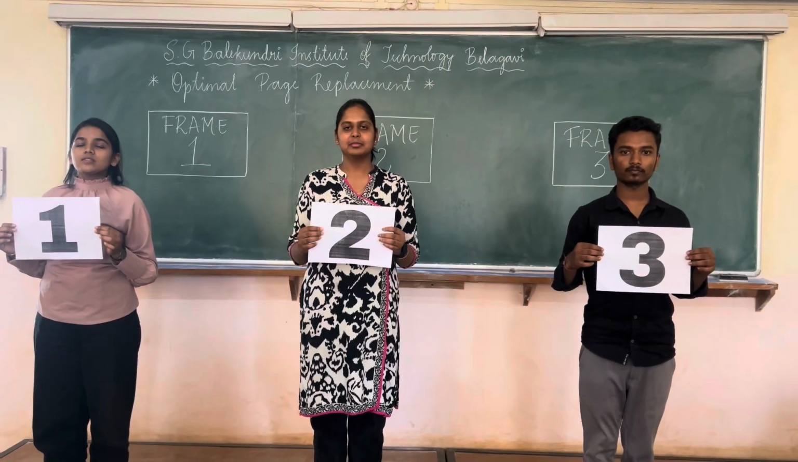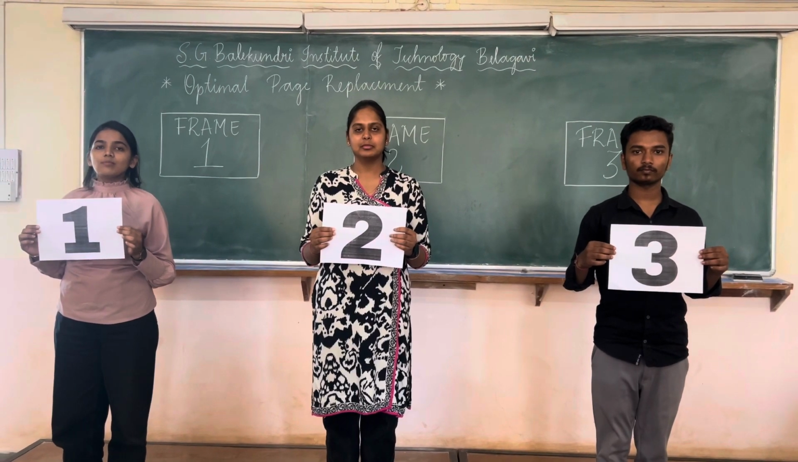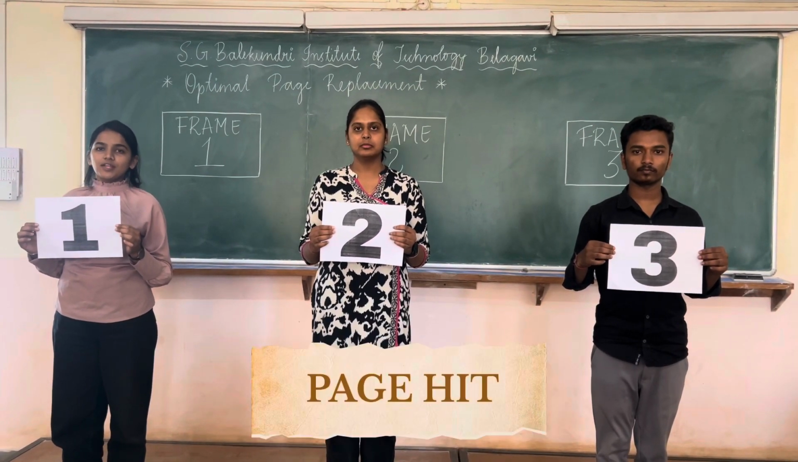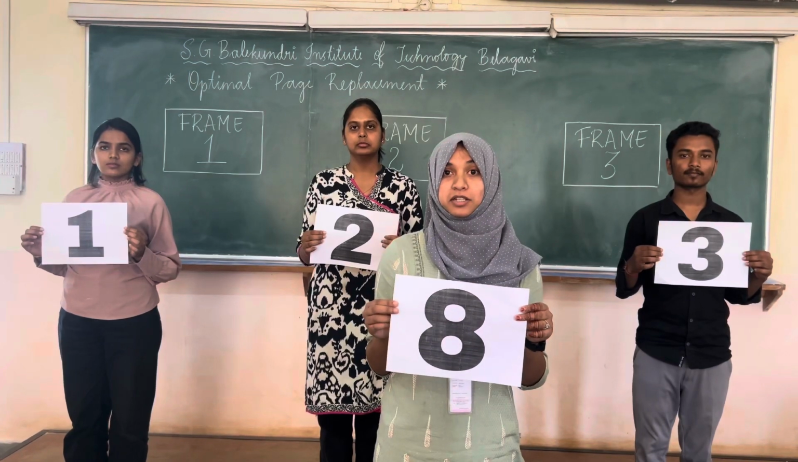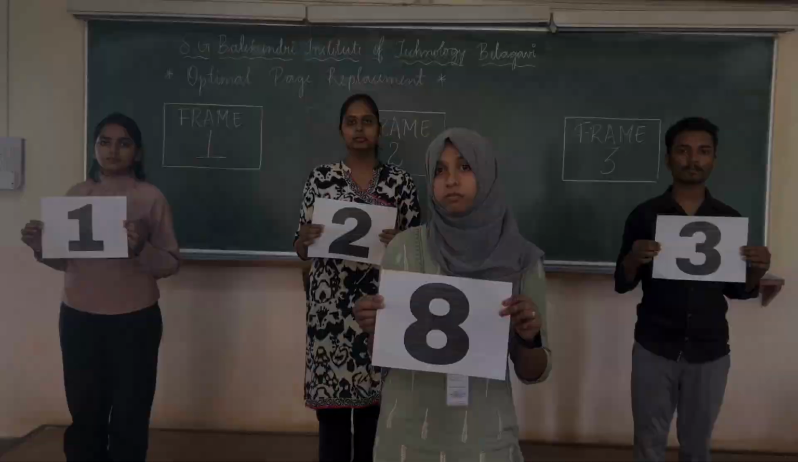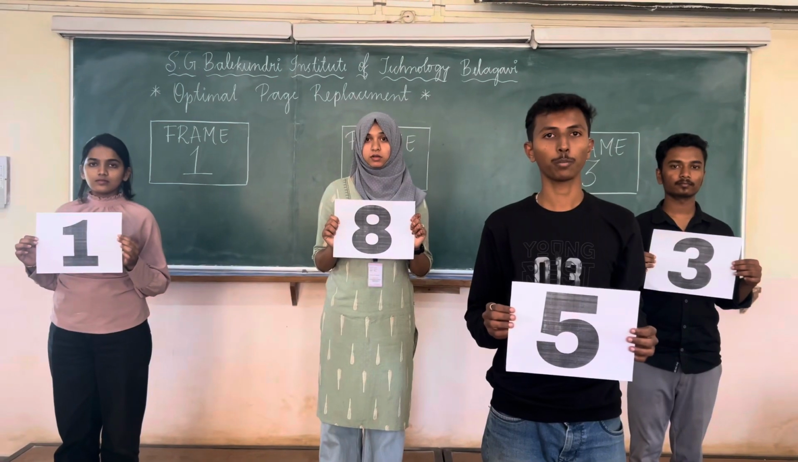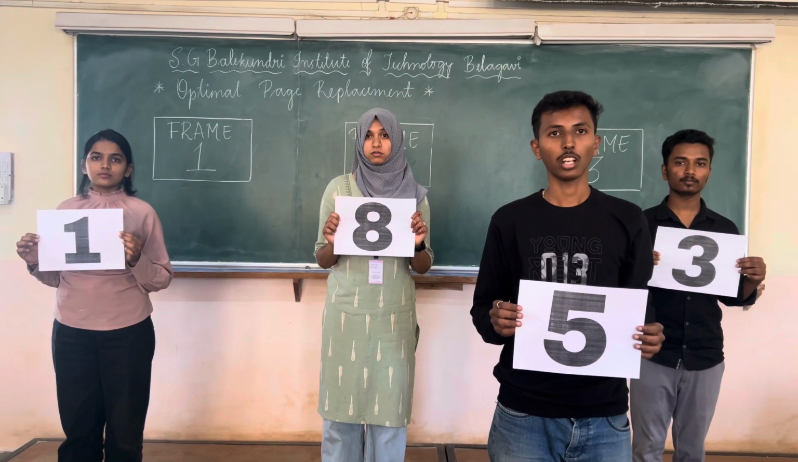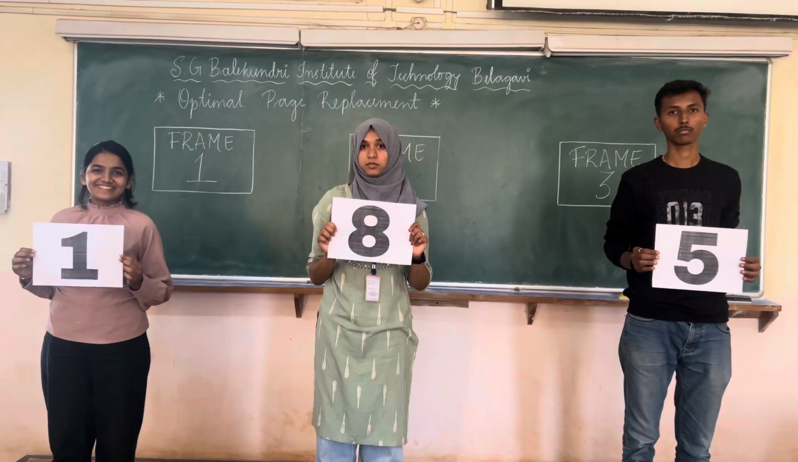So the next request again is for page number 1. As I am already allocated, it is called a page hit. Next request is for page number 8. As I am least used, I will be allocated in frame 2. The next request is for page number 5. As I am least used, I will be allocated in frame 3.